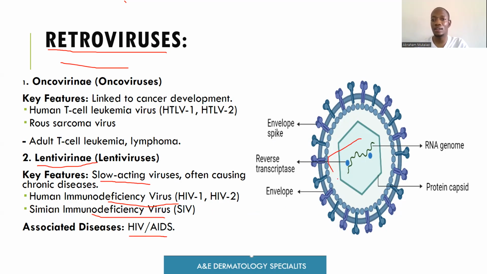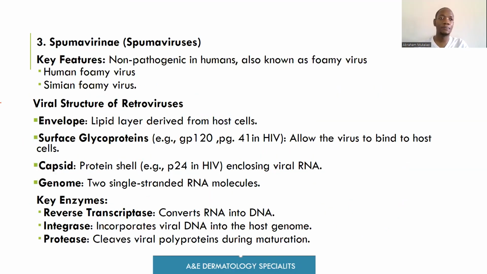In their central core, they have this RNA genome surrounded by a protein capsid, which is usually derived from the host cell. Then they have this special enzyme, the one we call reverse transcriptase enzyme, and also integrase enzymes that help it to incorporate into the host DNA to cause replication. The other group that we have is the simian viruses, and these ones don't cause infection in humans. We have the human viruses and then the simian viruses.